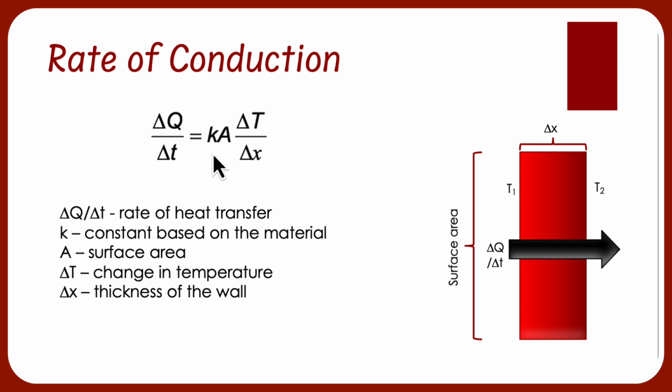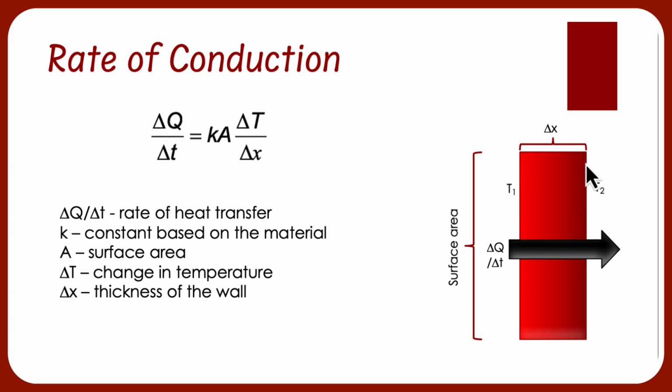I've got a constant, and that will depend on what material I'm using. Something like a metal that's a good conductor of heat will have a value typically in the 400s or so of joules per degree per distance, where something like air that's an insulator is going to have a very low number, below 1. A will be the surface area.